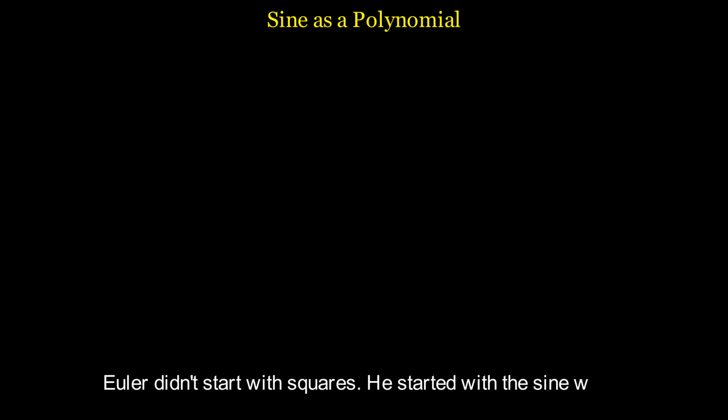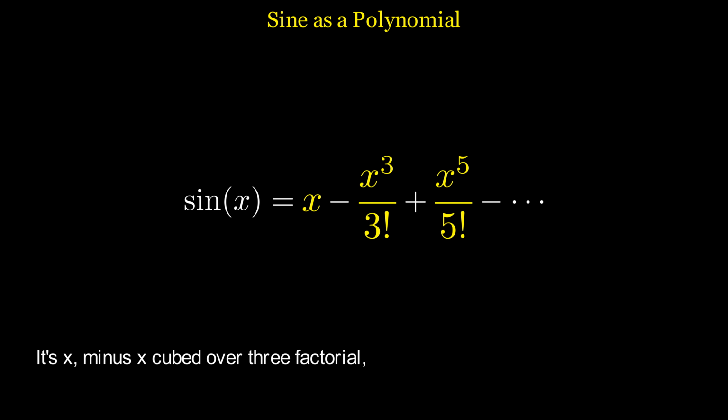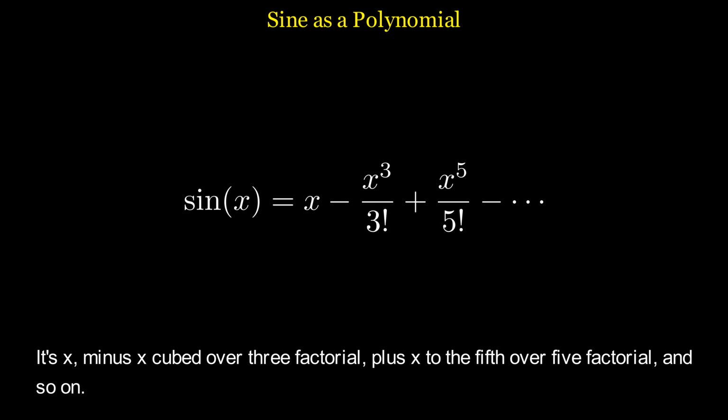Euler didn't start with squares. He started with the sine wave. You can write sine of x as an infinite polynomial using its Maclaurin series. It's x minus x cubed over 3 factorial plus x to the 5th over 5 factorial, and so on.